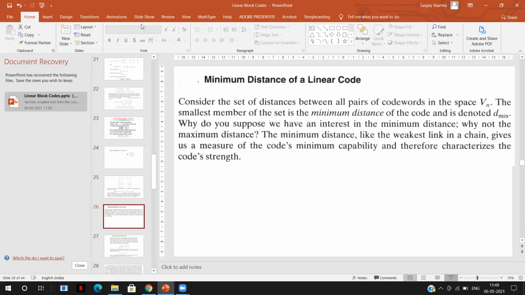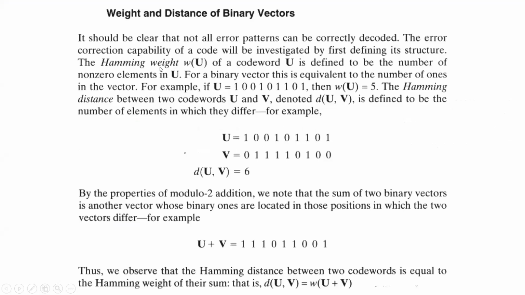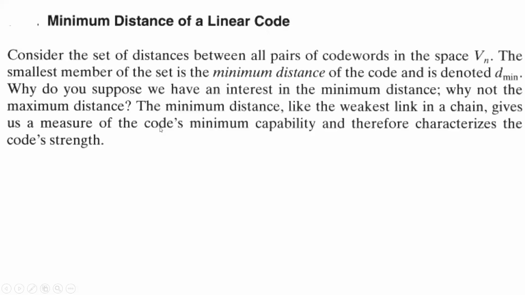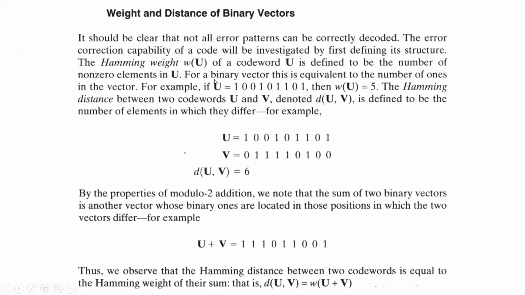Okay, what is known as the Hamming weight? This distance is called the Hamming distance, right? And another metric is called the Hamming weight. Hamming weight is actually the number of ones in the code word.